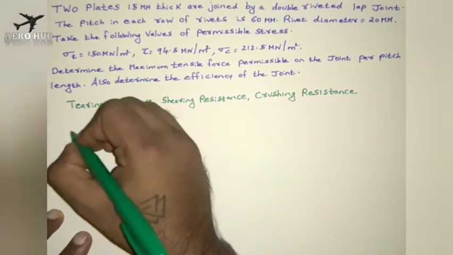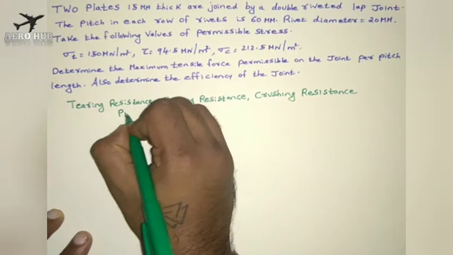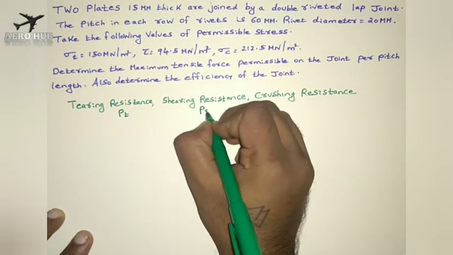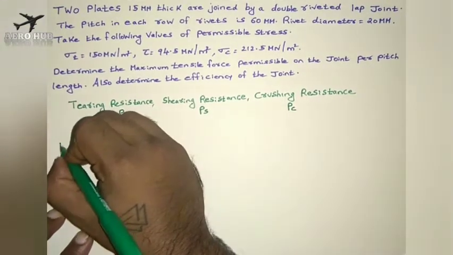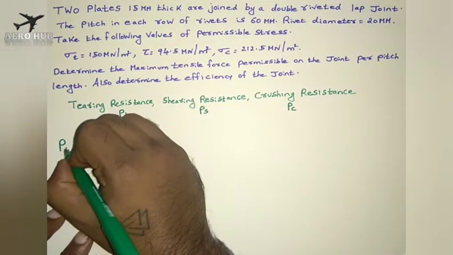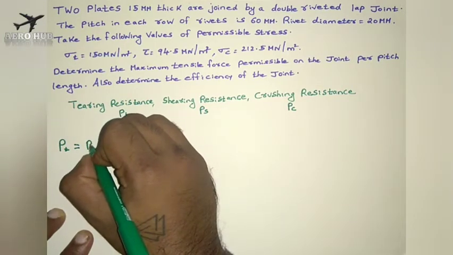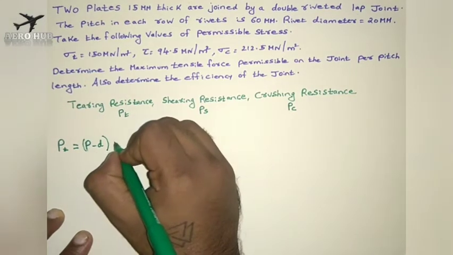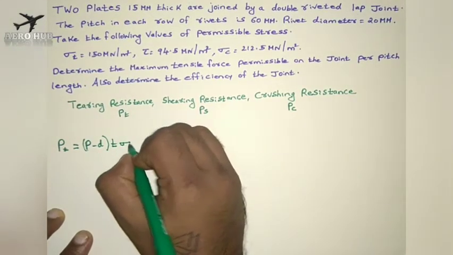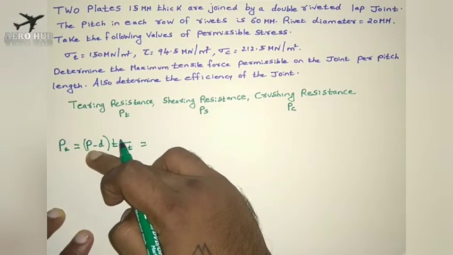So to find out the tearing resistance, that is PT, this one is PS, and this one is PC. We have the formula for PT, the tearing resistance, equal to (P minus D) into T into sigma T. So what is P here? P is nothing but the pitch.